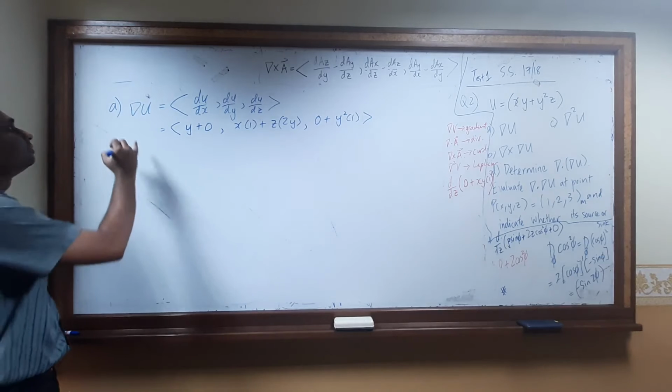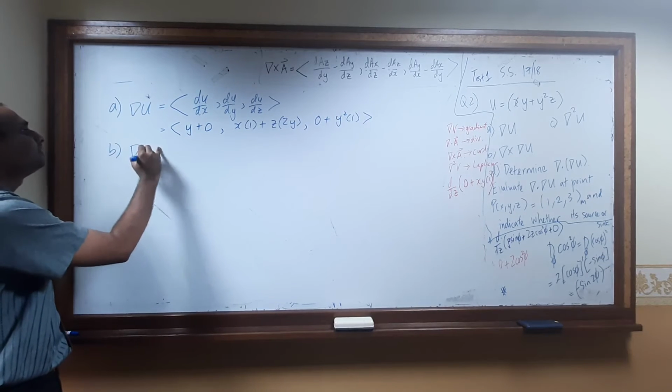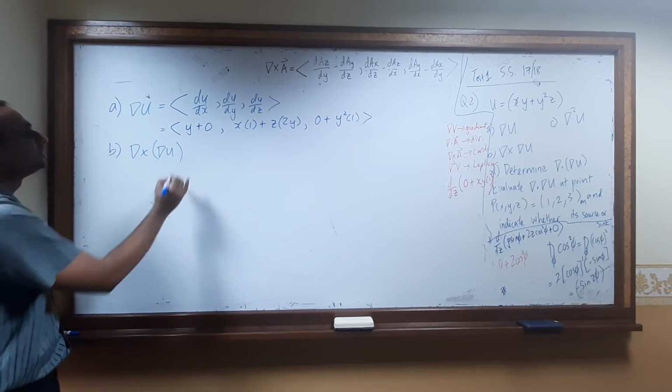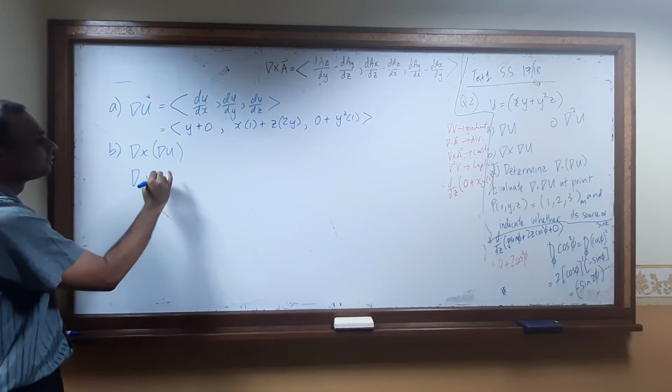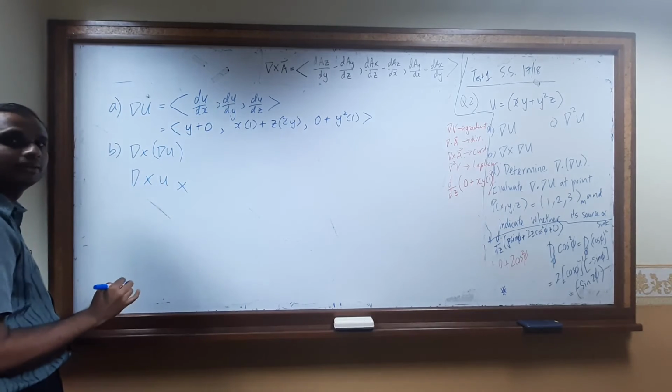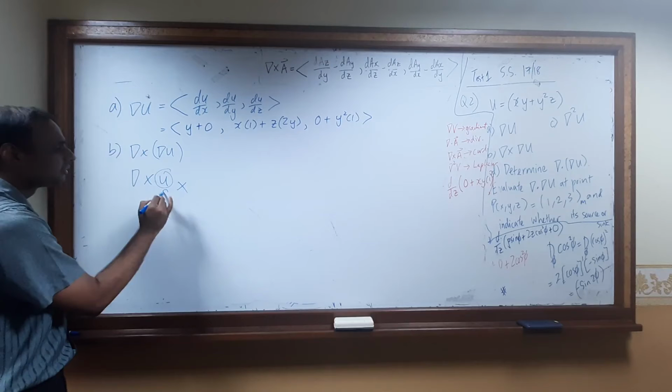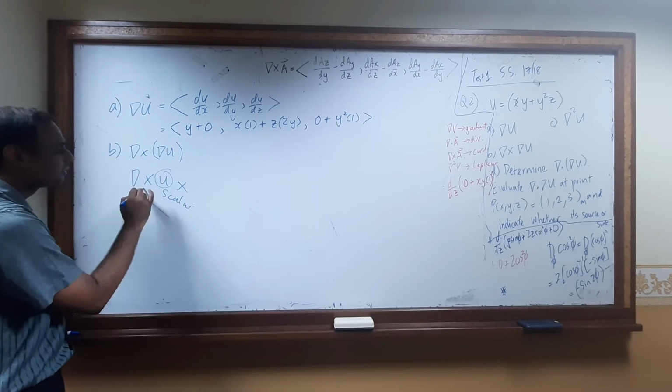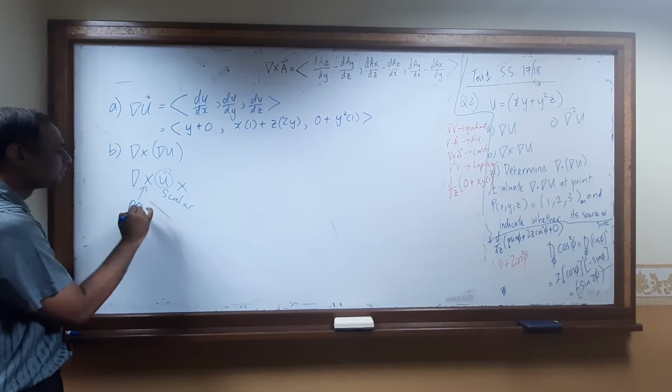Straightforward. Part B, you're supposed to find the curl of del u. See, you can't do this. This is wrong. Why is this wrong? Because this is scalar. Curl is cross product.